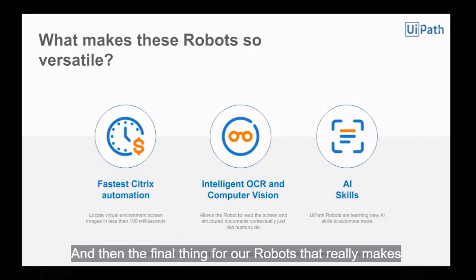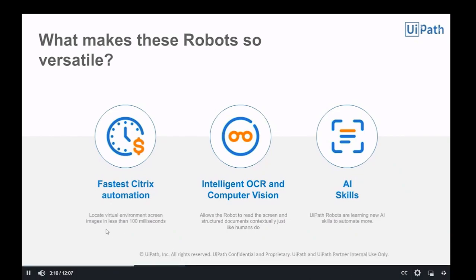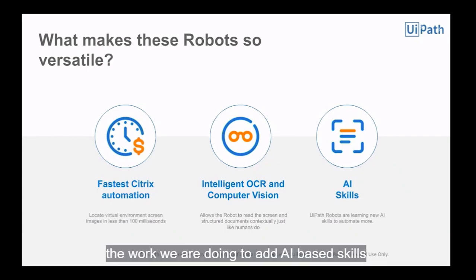And then the final thing for our robots that really makes them versatile and allows them to automate a wide variety of processes is the work we're doing to add AI-based skills for robots. So we say our robots are learning new skills, and this allows them to automate more. We'll go and talk about the AI capability in a bit more detail now.